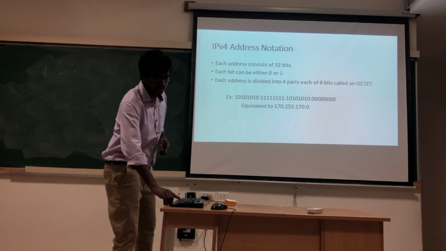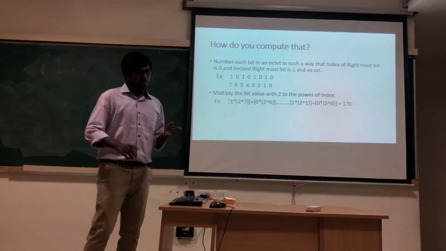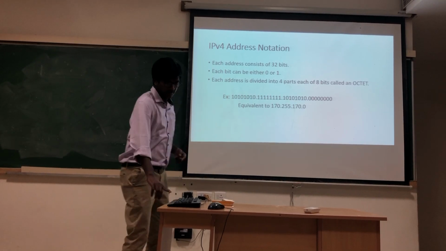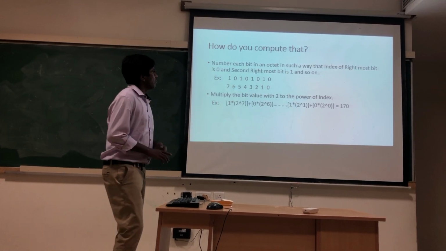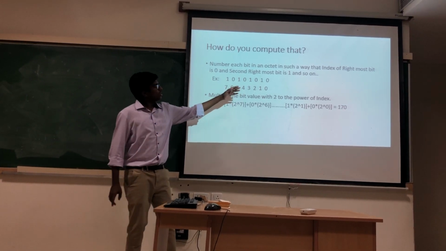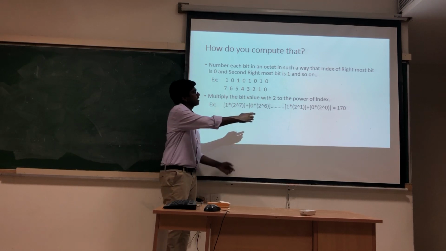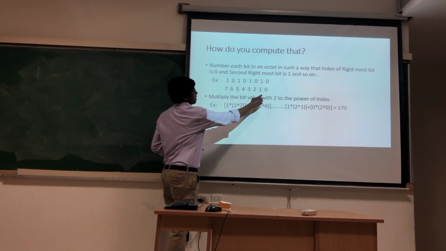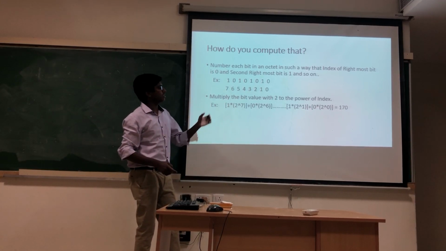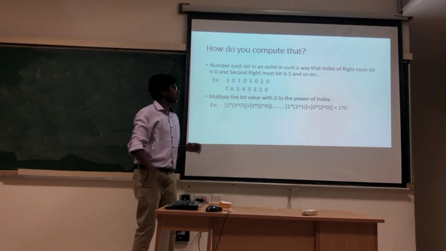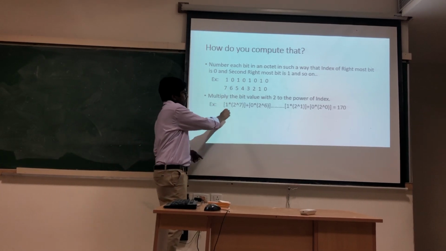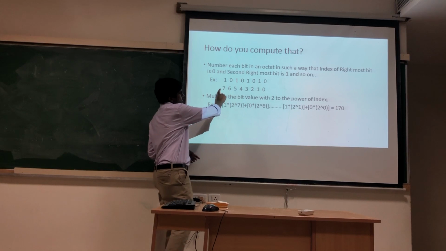The next question that arises is, how do you compute this number from this IP address? Well, it's simple. First of all, write the octet over here, and number the bits from the right side to the left side with 0, 1, 2, 3, 4, 5, 6, 7. Since it has 8 bits, it will range from 0 to 7. Then you multiply the bit with 2 to the power of its index. This is called the index.